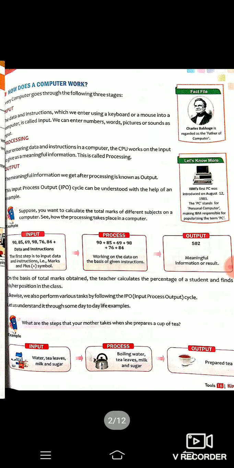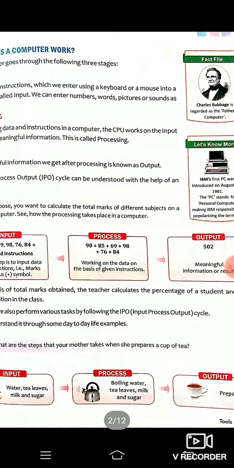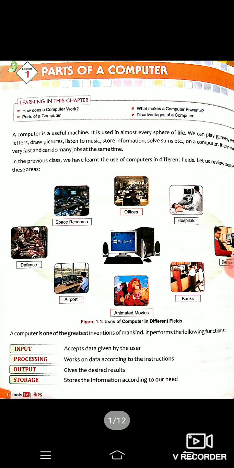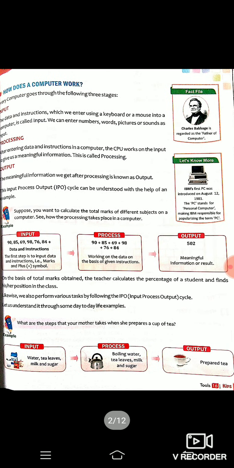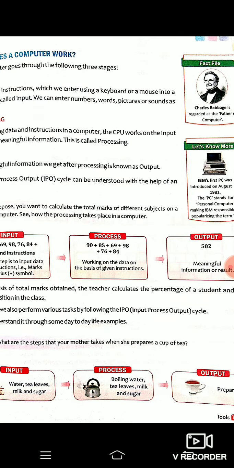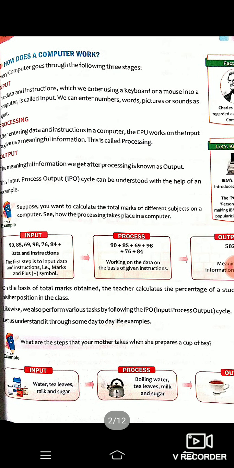Now let's come to the next page, which is about how a computer system works. As I explained these 4 functions, a computer system works on the IPO cycle. IPO cycle means input, process, and output cycle. First, input, I have explained. Input is the data and instructions which we enter into a computer using a keyboard or a mouse. We can enter numbers, words, pictures, or sound as input.